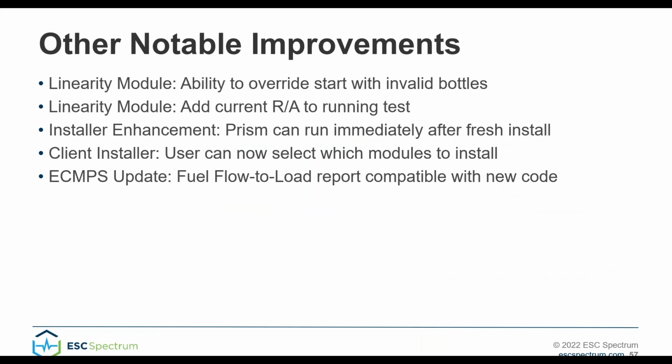Some other notable and smaller improvements that weren't large enough for their own slide. In the linearity module, we did add the ability to override and start a linearity with invalid bottles. We had a situation where a customer needed to do that even though the bottles were invalid. So you can now override that, but rest assured it does warn you very loudly that it won't count, that your bottles are invalid. So that's not the default option, and not something that we stuck in there without a warning or anything like that.